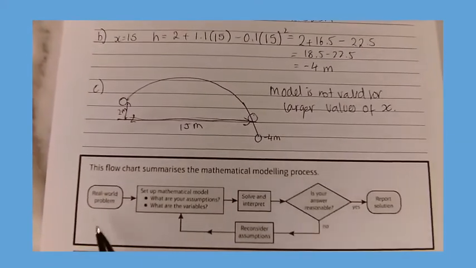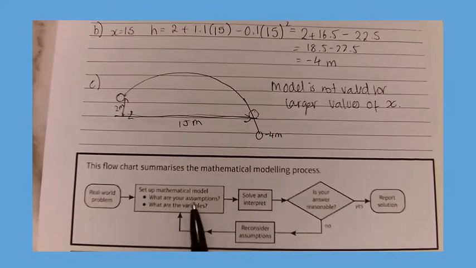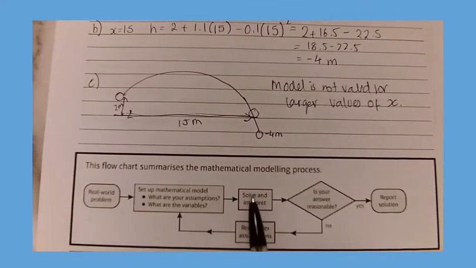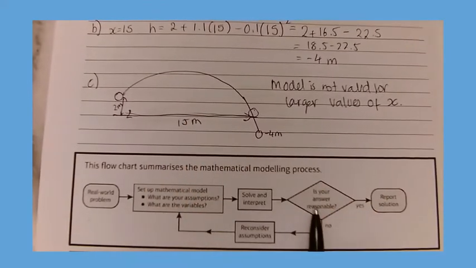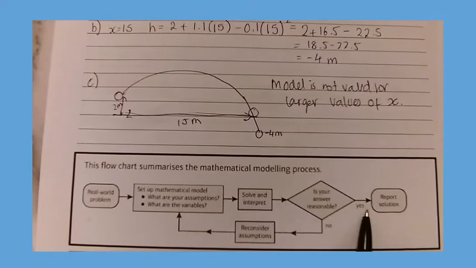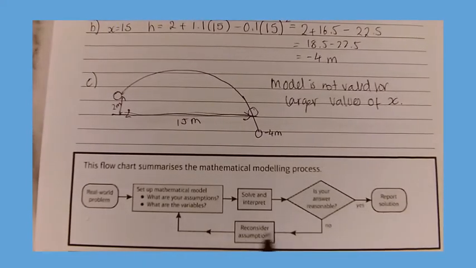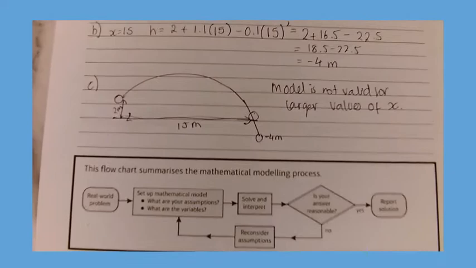We have a real world problem. We set up a model, and as mathematicians, we like to have assumptions, and we like to think of the variables. We solve and interpret, so we carry out the model, like we've done here. We think, is our answer reasonable? If it is, then we report a solution. If it's not, we can reconsider our assumptions and work through the loop until we get a reasonable answer.